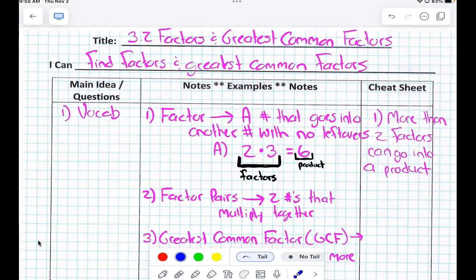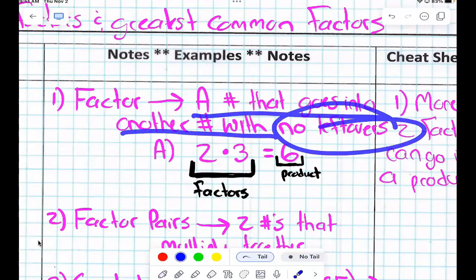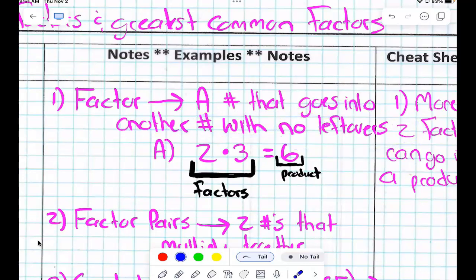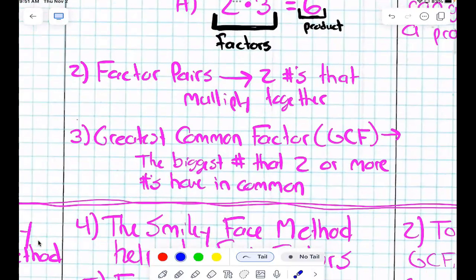Today we are working on 3.2, factors and greatest common factors. Can you find factors? Yes. Can you find greatest common factors? Yes. Quick vocab. We said factors were like the multiplication problem, right? The numbers in the multiplication problem. We also said a factor is a number that goes into another number with no leftovers, right? Factor pairs would just be the two numbers we're multiplying together, yes? So would this be 2 times 3, the factor pairs? Yes. And what's our abbreviation for greatest common factor? GCF. So the greatest common factor would be the biggest number that 2 or more numbers have in common, yes?